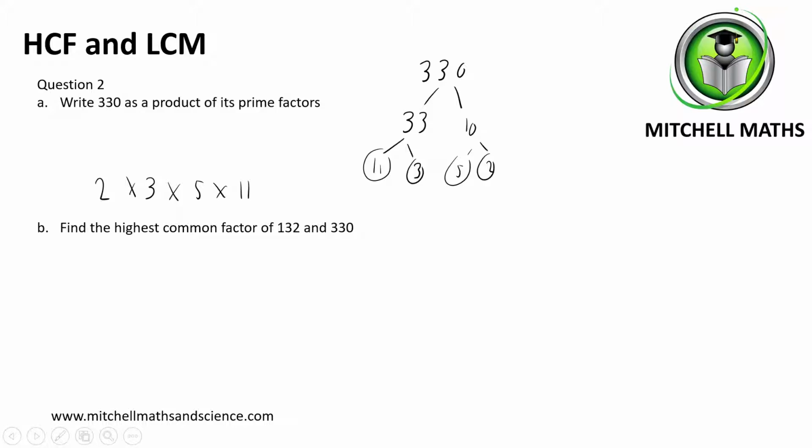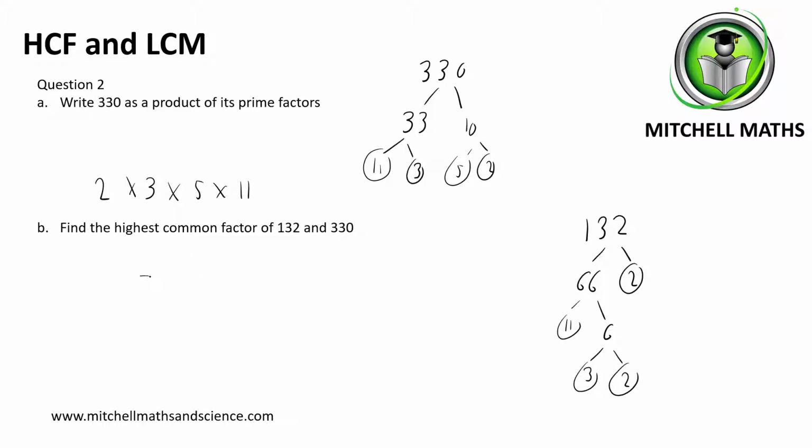For this method, we can actually use our product of prime factors, which is why we've done a couple of questions on that so far. We'll need to also express 132 as a product of its prime factors. So if I have 132, I can first divide it by 2. So I'll split it into 2 and 66. And 66 breaks down into 11 and 6. And 6 breaks down into 3 and 2.